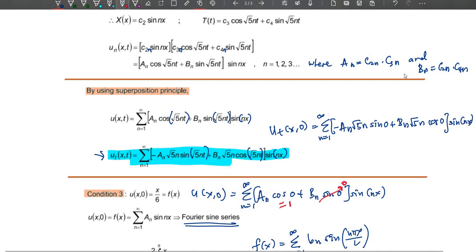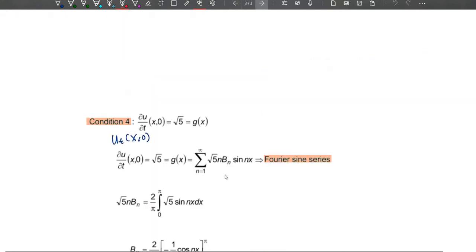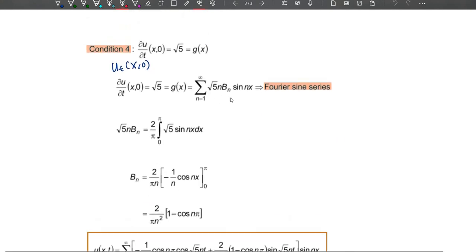Okay, since sin 0 equal to 0, we are left with summation n equal to 1 to infinity b of n root 5 n sin n x. Okay, this one cos 0 is equal to 1. Okay, that's how we get this equation here. And from here you can see that it is a Fourier sine series. So we're going to apply the Fourier sine series again.